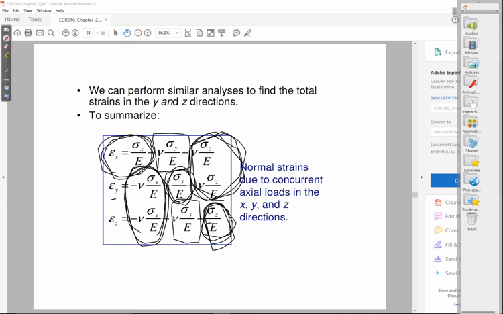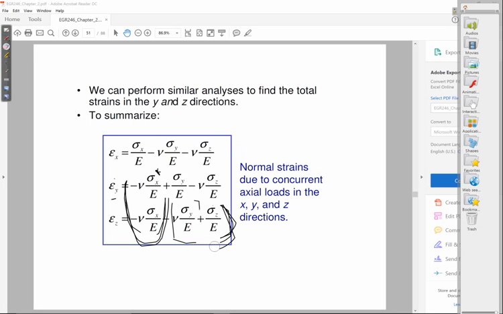That is the generalized Hooke's law, and the way we're going to apply it is basically in situations where you have multi-axial loading. What we mean by multi-axial loading is that we have loading in more than one axial direction, more than one coordinate direction. So let's take a look at an example.